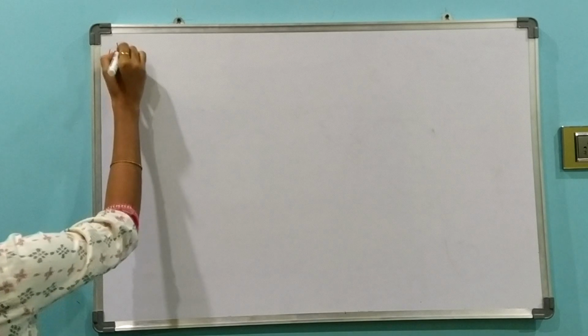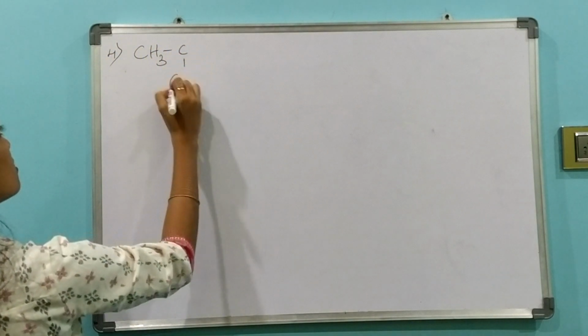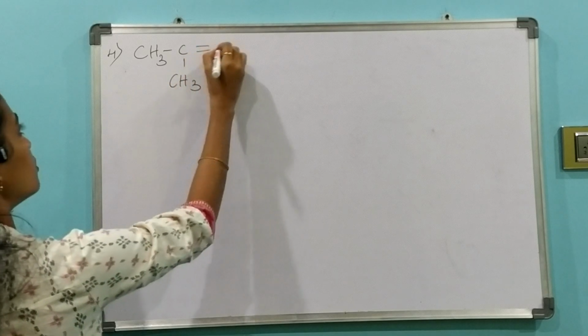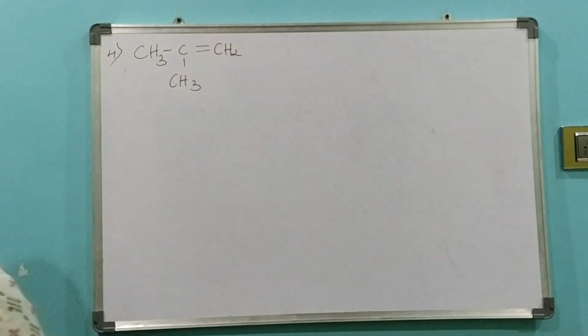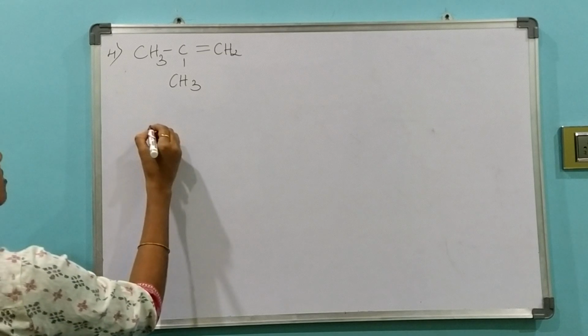Take the fourth example. CH3, C(CH3), double bond CH2. What is the IUPAC name of this compound? It is 2-methyl-prop-1-ene. Correct? So calculate the number of sigma and pi bonds in this.